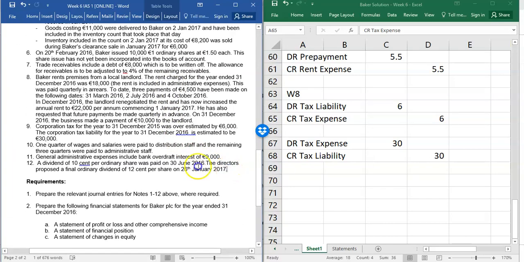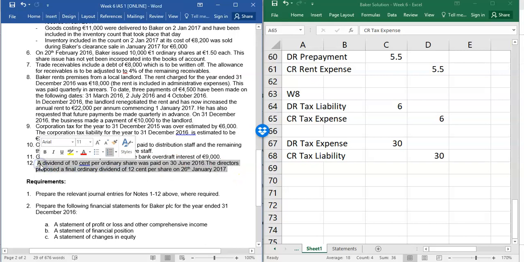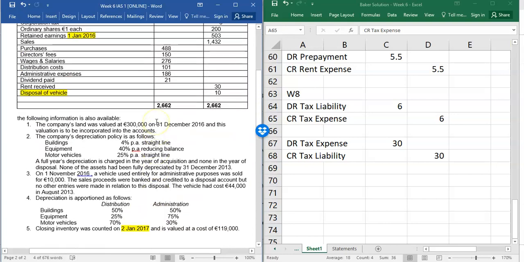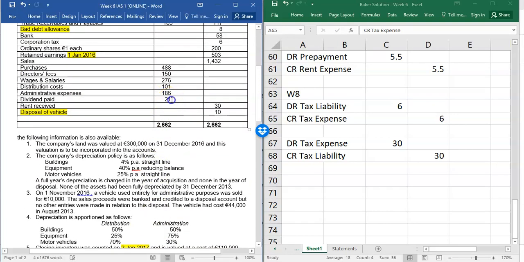And the last one then, which is the dividend. So a dividend of 10 cents per ordinary share was paid on the 30th of June. So just go up and double check. We have a dividend in there of 21. So that must mean it was already accounted for in terms of your dividend.